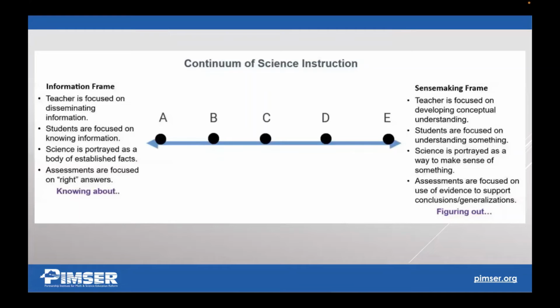As part of session one, we distinguished between an information frame and a sense-making frame for science instruction. We will continue to deepen our understanding of these distinctions of the two frames and gain knowledge, strategies, and support to help us do that in sessions two through five.